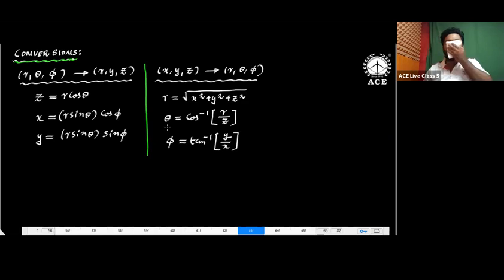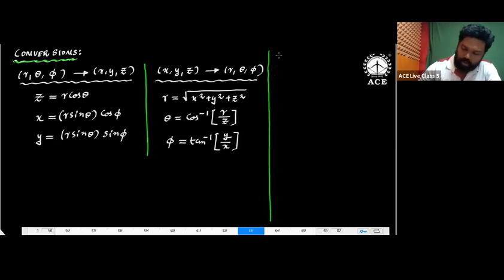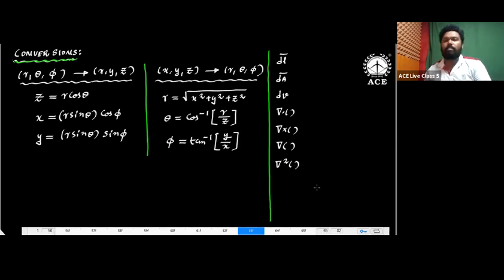I have tried my level best to show you the three-dimensional picture of the spherical coordinate system. Fine. Now observe here. Up till now we have discussed differential length, differential surface, differential volume, divergence, curl, gradient, Laplacian operator. All these things we have discussed, knowingly or unknowingly, in the Cartesian coordinate system, isn't it?